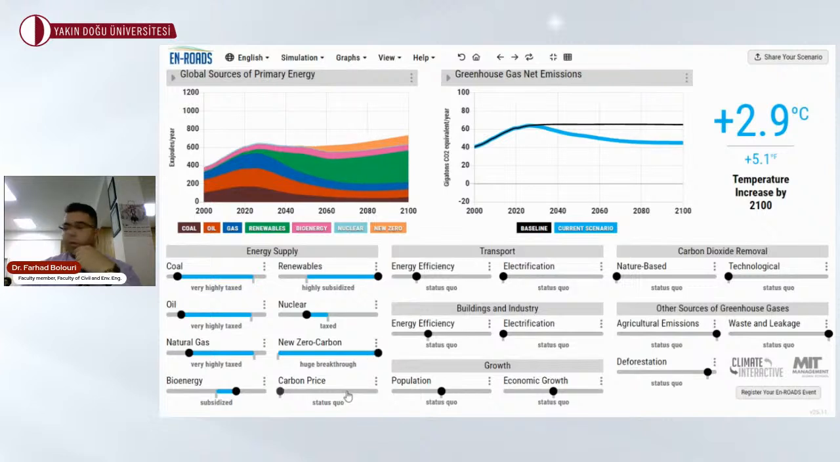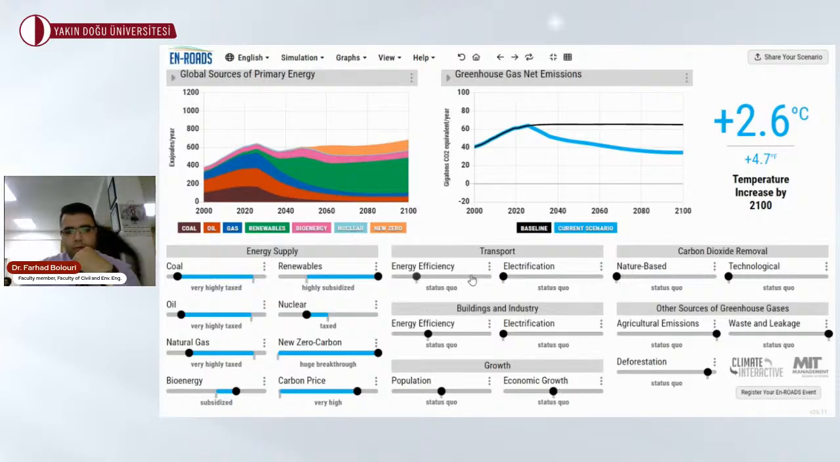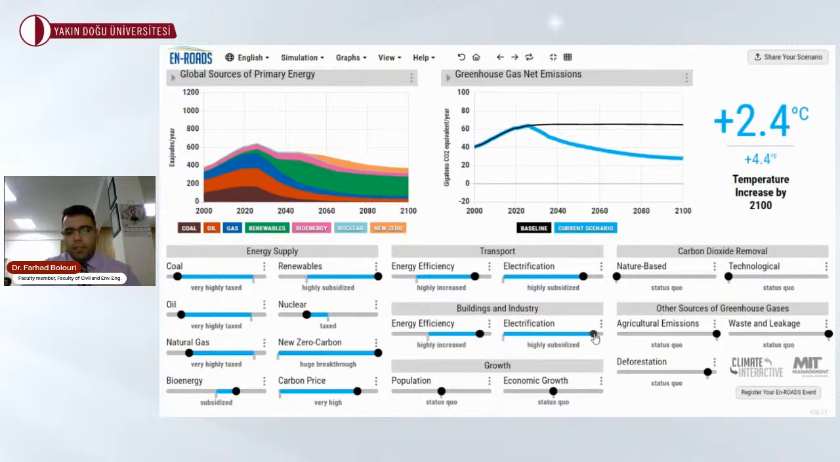Also, I will increase, for example, carbon prices. For energy efficiency, for example in transportation, I will increase my energy efficiency. I will increase my electrification. What is our topic today? Digitalization, electrification, and these things. Also in buildings, what is important for us in civil engineering and environmental engineering, we say, for example, to empower and increase energy efficiency in buildings, electrification in buildings.